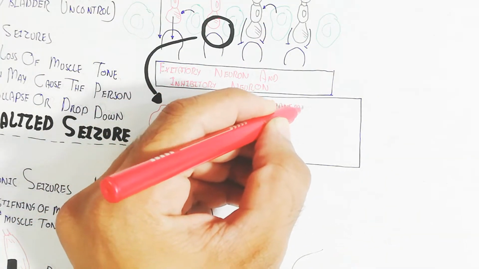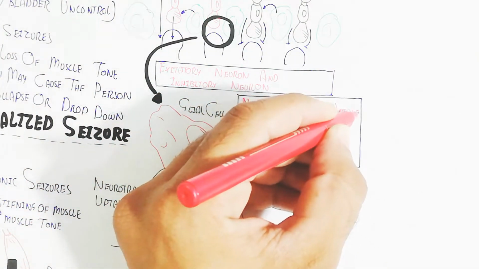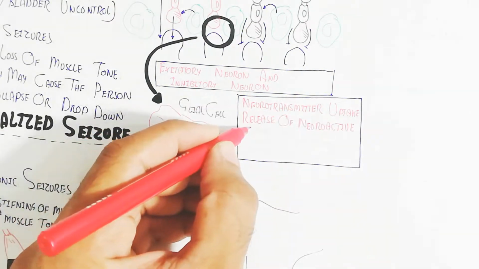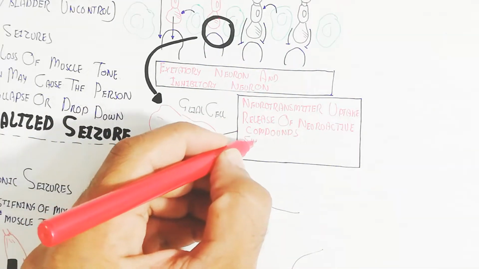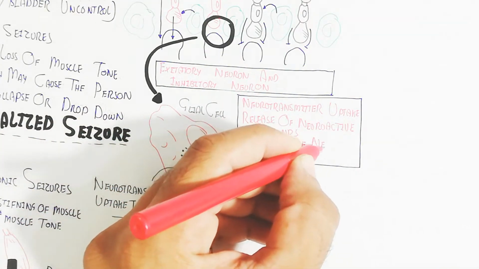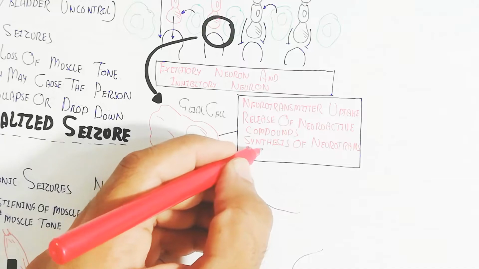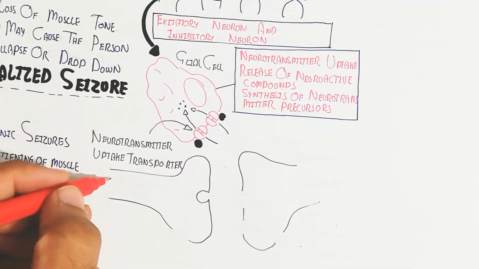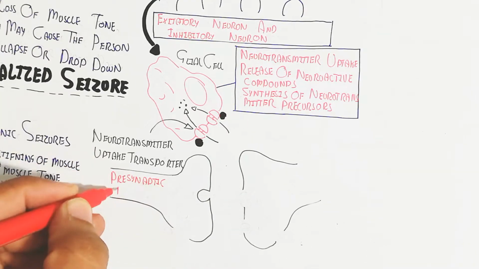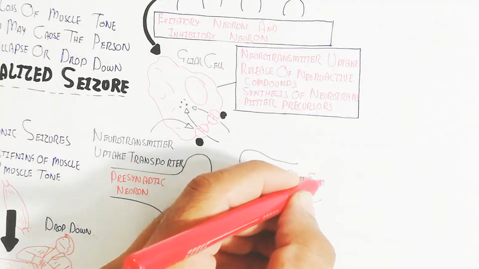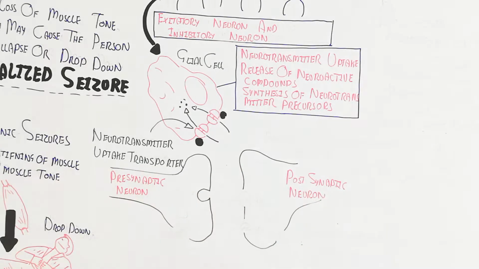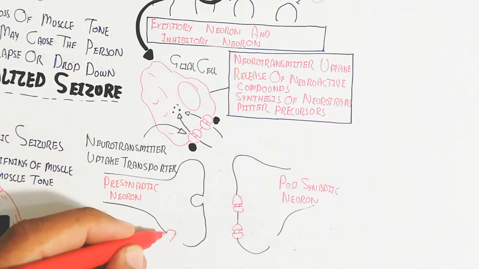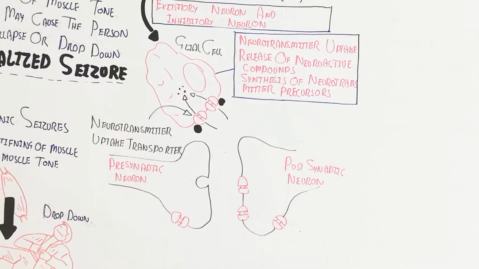So the neurotransmitter uptake and release of neuroactive compounds and synthesis of neurotransmitter precursor happen through the glial cell. And this is the supportive part of the brain. The function is this, basically the uptake and release of neuroactive compounds. So this is the presynaptic neuron and this is the postsynaptic neuron.